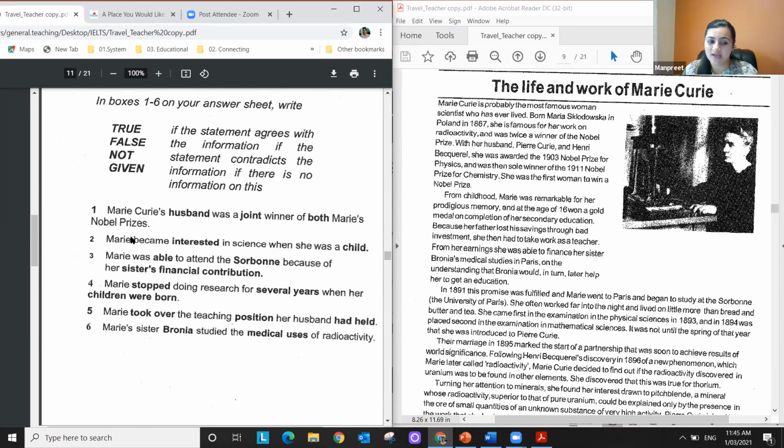So the keywords in this one are, definitely Marie Curie is one of the main keywords, but pretty much the whole passage is about her, and it even talks about her husband and kids and siblings. So Marie Curie is one keyword, and interested in science and since childhood, those can be the keywords. So now let's look for these keywords in the passage.